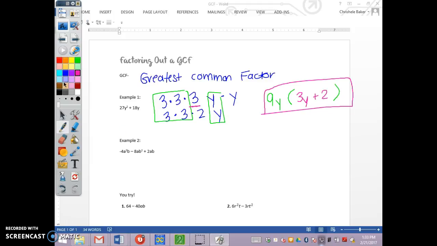Now, how do I know if I'm right? Distributive property. 9y times 3y, 27y squared. 9y times 2, 18y. Oh my goodness, that's exactly what we started with.